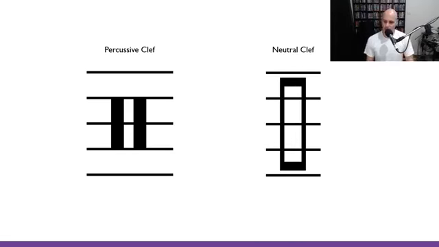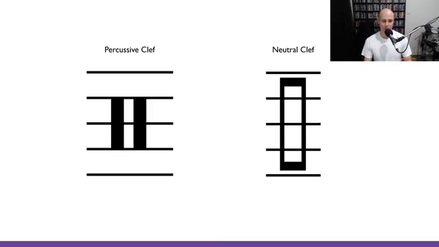Now, the thing about drums is, as I said, we know that some parts of the kit are higher pitched than others, but drums don't necessarily have any one specific pitch. So we have to make this new type of clef, right? And there's actually two that we can use. There's one you can see on the left-hand side there, the two vertical lines, and that's the percussive clef. This is the one we generally use when we're writing drum music.